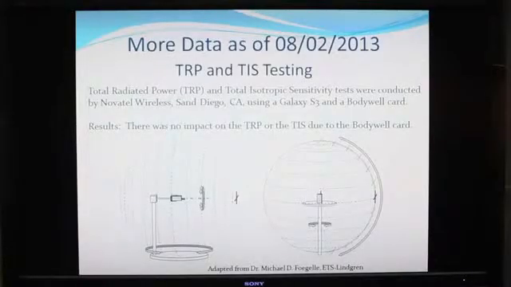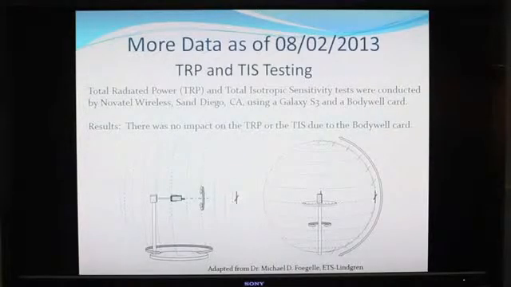And the question could be, are we reducing the absorption rate, or are we blocking or shielding the electromagnetic waves? It wouldn't make sense if we were impeding the reception or the emission of the cell phone. We did the TRP and the TIS testing. Those are also FCC standard tests, total radiated power and total isotropic sensitivity. And they came out conclusive, no impact on the TRP or the TIS test. Bodywell card does not impede either the emission or the reception.